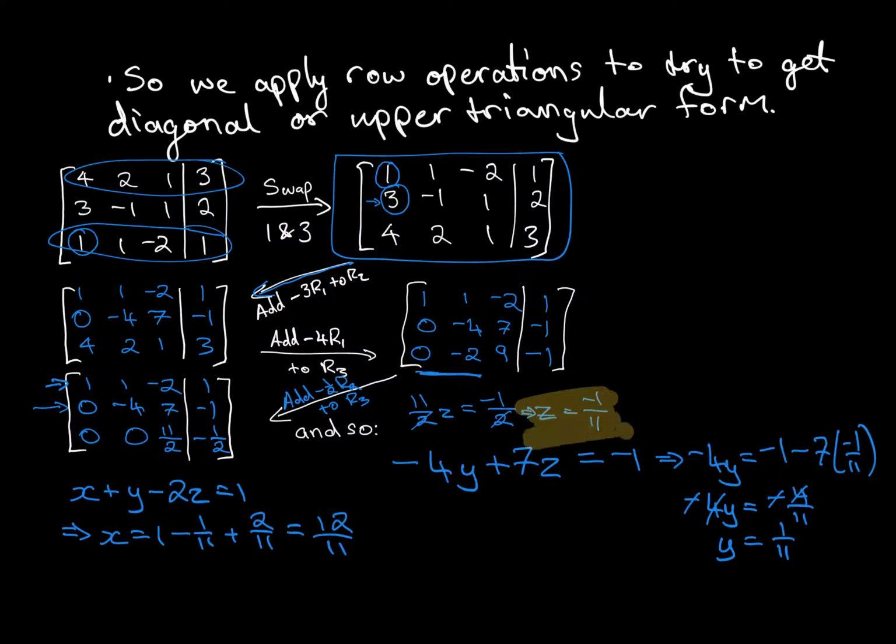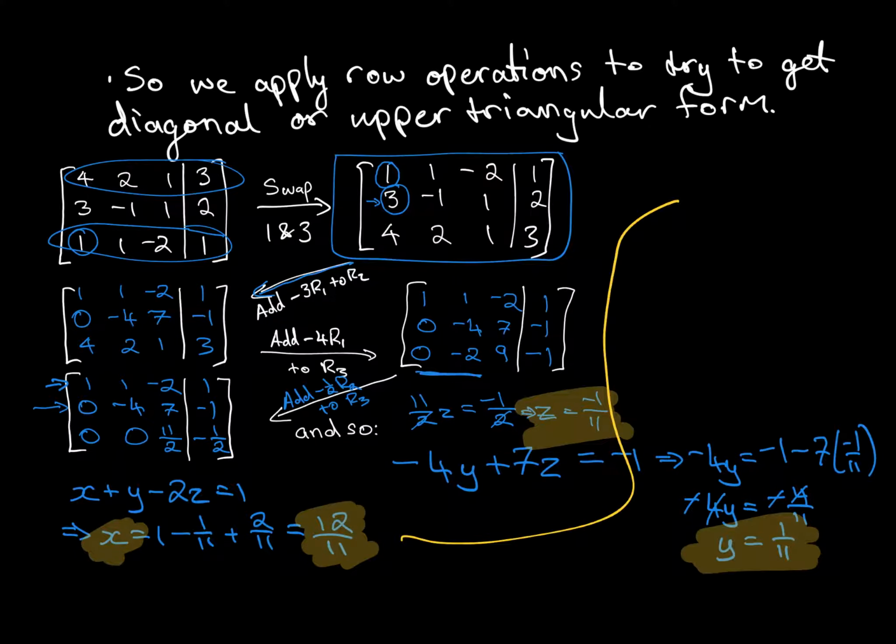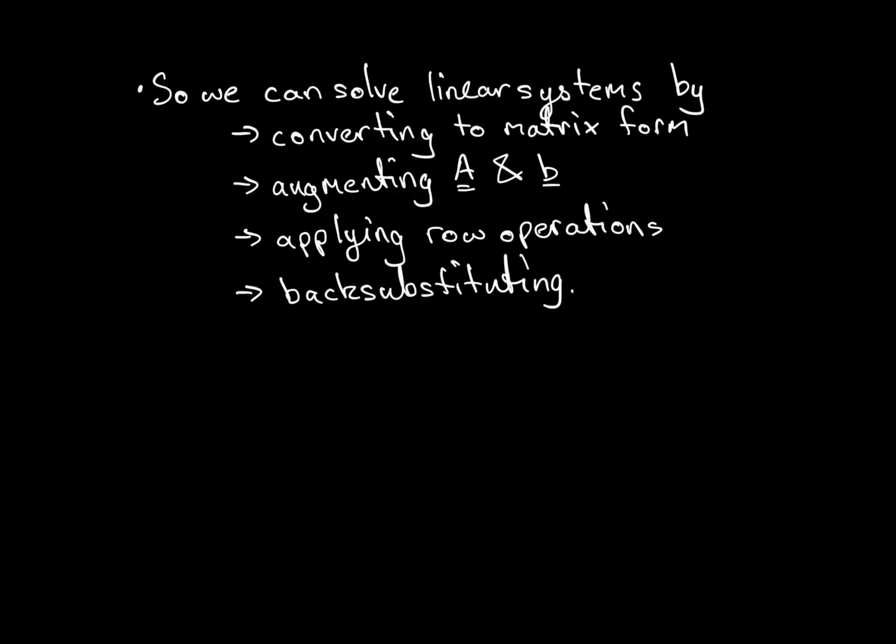We've got z equal to minus 1 on 11, y equal to 1 on 11, and x equal to 12 on 11. So if you like, we can take those all the way up here and just write out our solution. So we have x equals 12 on 11, y equals 1 on 11, and z is equal to minus 1 on 11. And that is the solution to the original set of equations all the way back from the first slide through the matrix equation method.